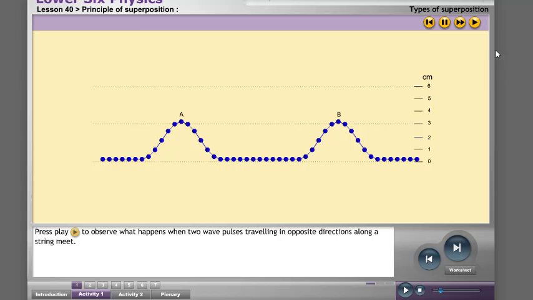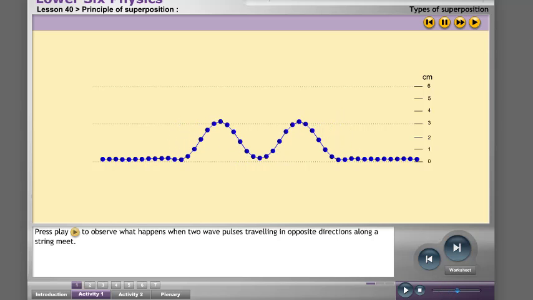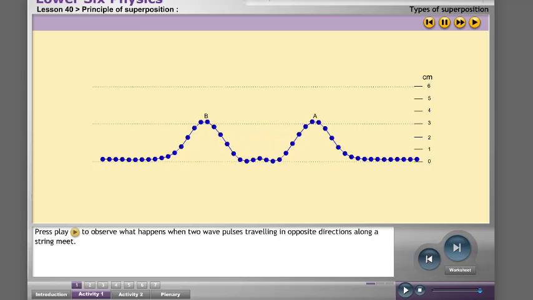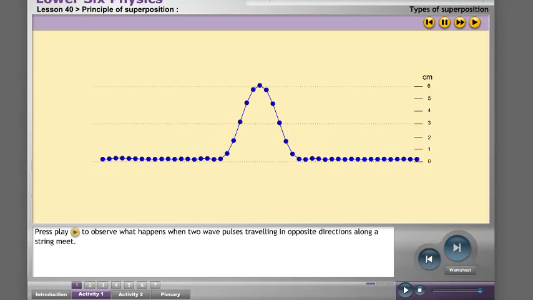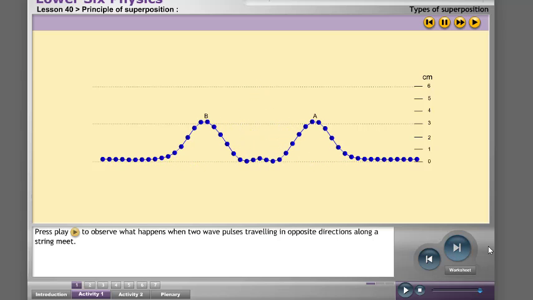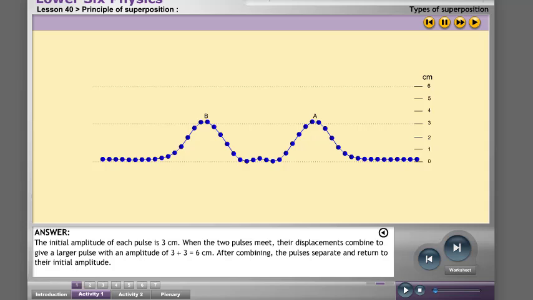Press play to observe what happens when two wave pulses traveling in opposite directions along a string meet. Use the scale to measure the amplitude of the pulses before, during, and after they meet. Using pause will help you do this. Answer: the initial amplitude of each pulse is 3 centimeters.